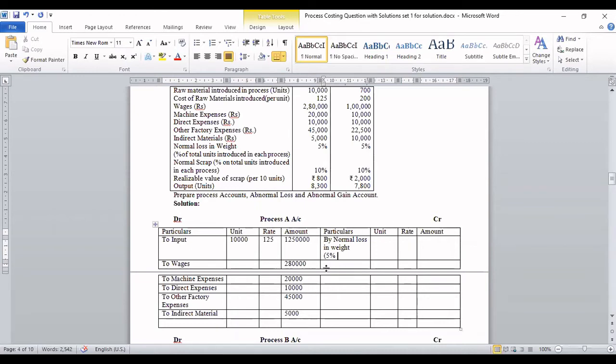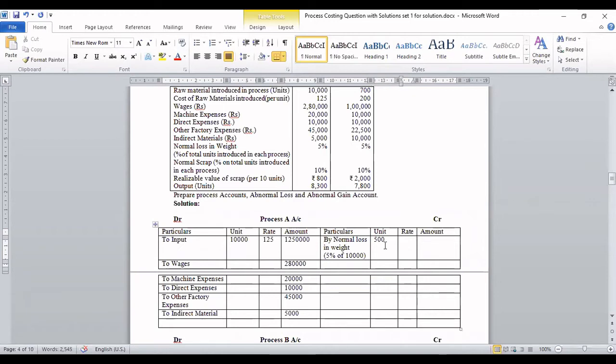5% of what? On what value we have to calculate? 10,000 units of input. Yes, exactly. 5% of 10,000 units. What is 5% of 10,000? Come on, you know this. 500. Yes, it's 500, na? Very good.